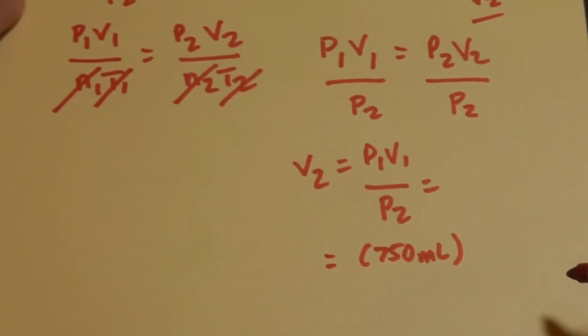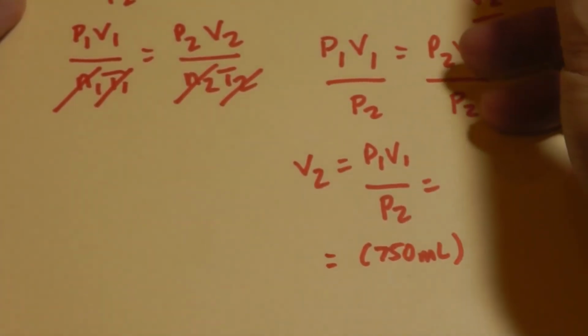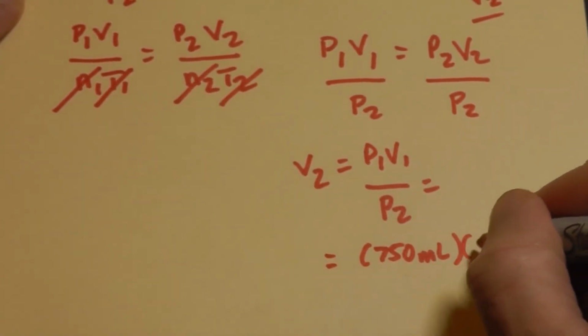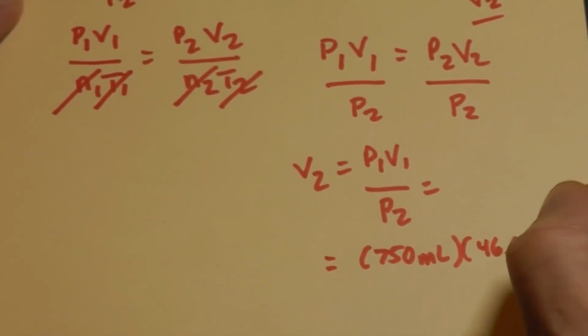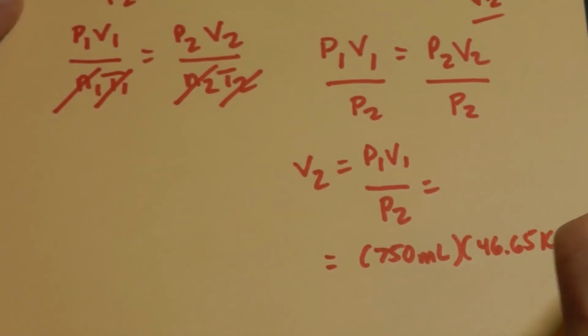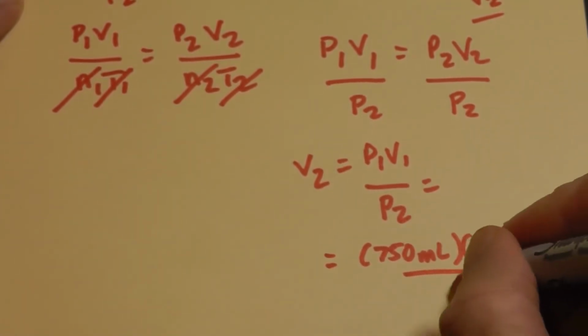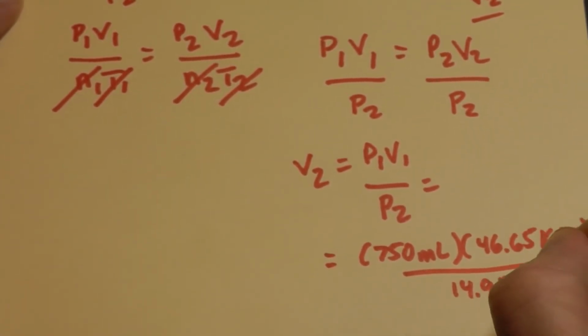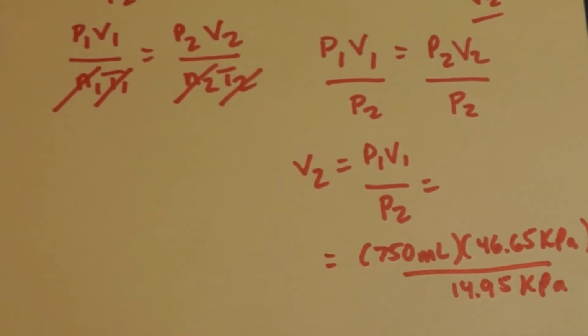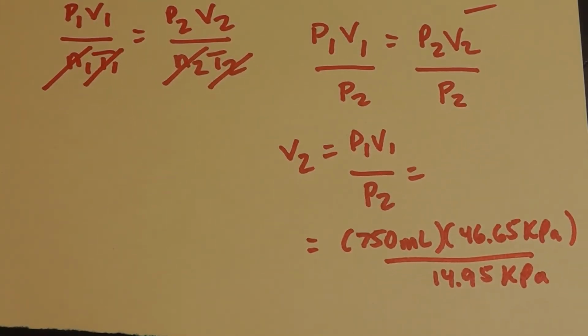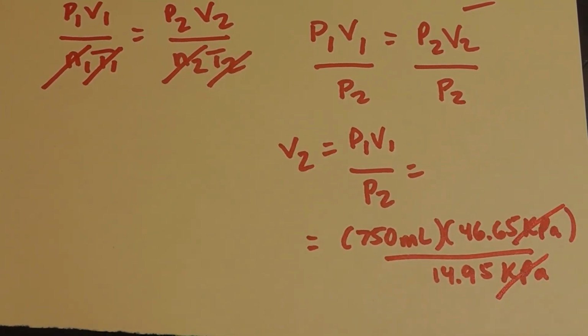And I did it out of order, but who cares? The P1 was 46.65 kilopascals divided by 14.95 kilopascals. Kilopascal units cancel. I get units of milliliters. And like I said, it should get bigger. And if you don't get units of milliliters or volume, then something, folks, has gone quite awry.